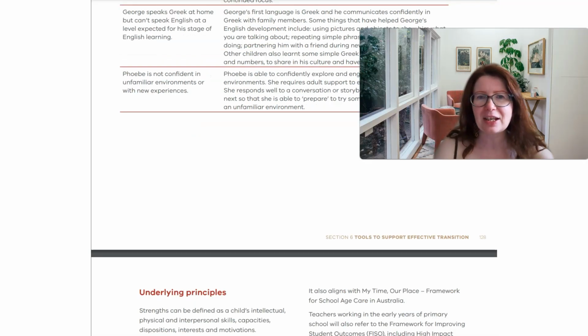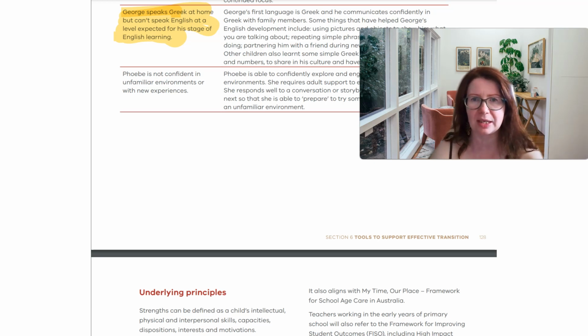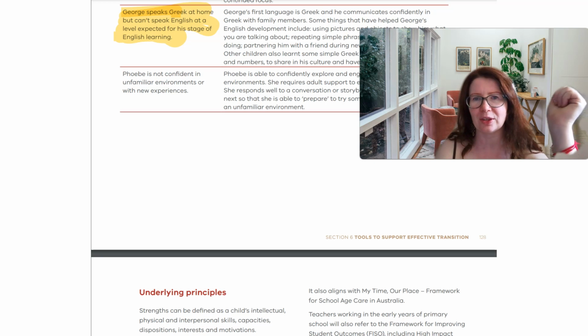Now let's look at this third example. The third example talks about George. George speaks Greek at home, but he cannot speak English at the level expected for this stage of English learning. So as you can see, while it does mention that George speaks Greek, it's still deficit-based, not strengths-based. Now let's look at the one on the right.